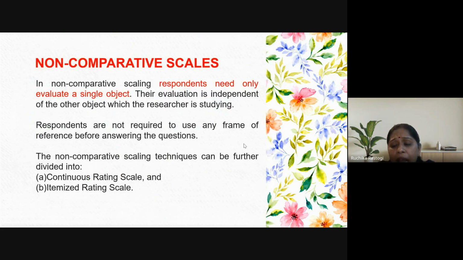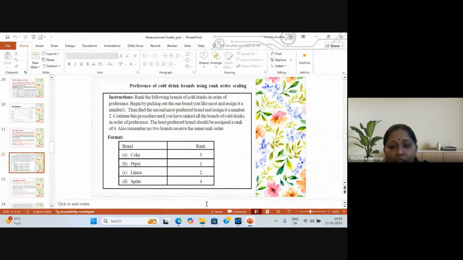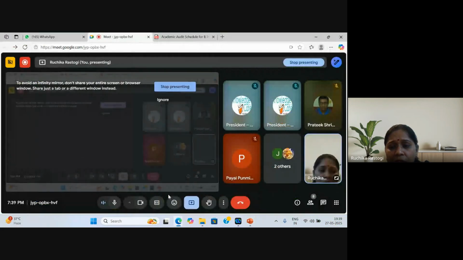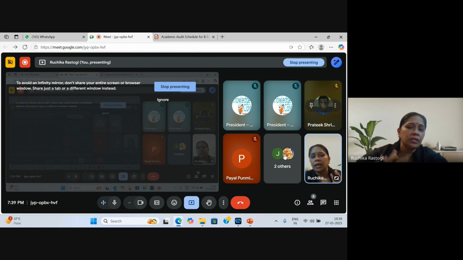Now, as we have been through all the comparative scales, let me just talk to everyone who is there. Prateek ji, Payal ji, and two others, I think you all are research scholars. Is it clear to you what those comparative scales are? Any doubt till now in terms of the comparative scales? You can ask anything. The purpose should not be only listening to me.